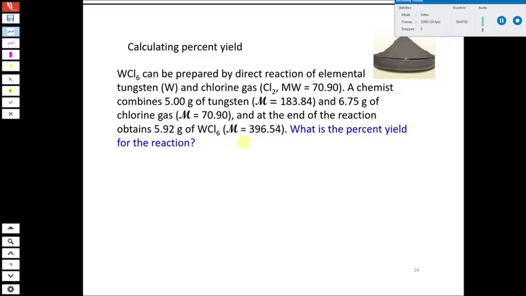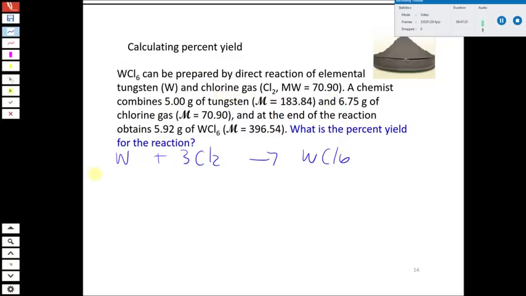Okay? So just like before, our first step is going to be to write a balanced chemical equation. We don't have that here, so it's going to be W plus Cl2 making WCl6, a relatively easy equation to balance because we have 6 chlorines on the right, so we just need a coefficient of 3 to make 6 chlorines on the left, and that's all we need. So one coefficient to balance this equation. Not a terribly difficult one to do, but that's going to be our starting point.